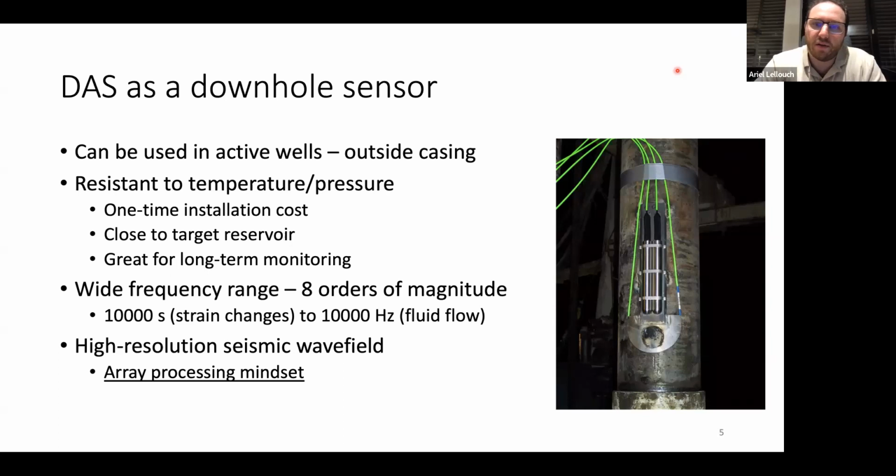But there are also some logistical or practical advantages for which DAS is, I think, extremely useful. The first is that you can use DAS in an active well, simply by putting the fiber outside the casing, as you can see in this image here. Traditionally, if you want to do seismic monitoring in a borehole environment, you had to drill a special well where you could put your instruments. With fiber, you can just piggyback on existing wells.